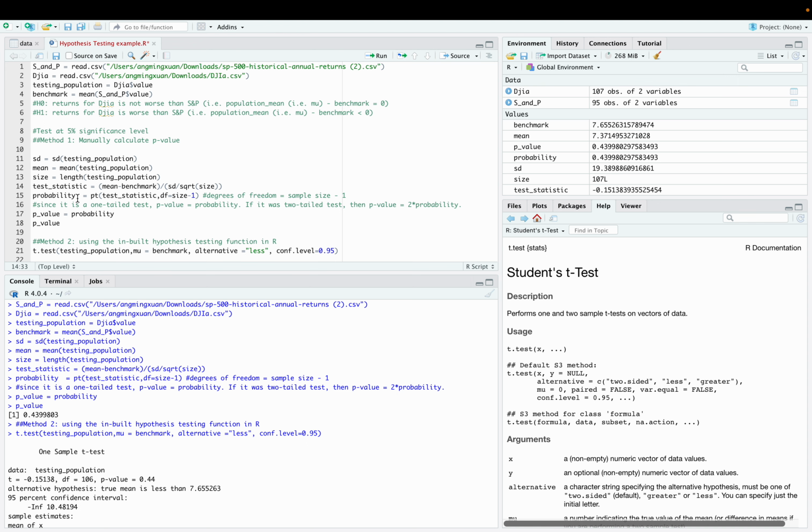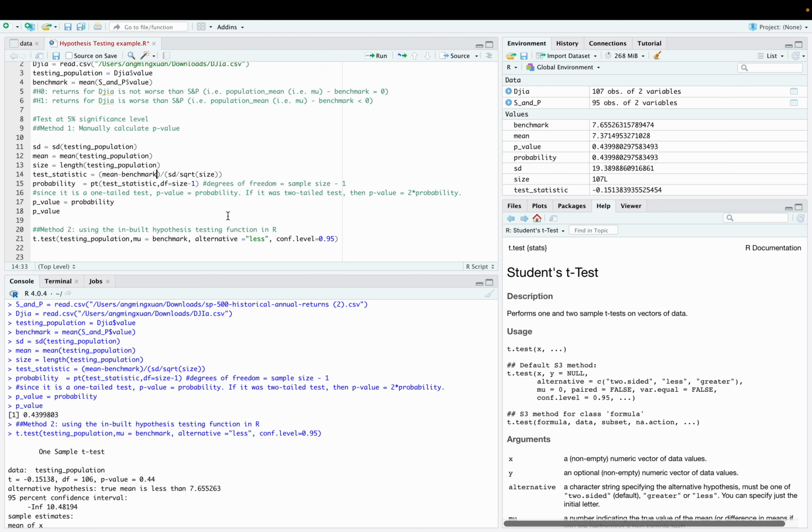Then we calculate the probability, which uses the function pt(test statistic, df = sample size minus 1). And since this is a one-tailed test, the p-value equals the probability. If it was a two-tailed test, then the p-value equals 2 times the probability. So we can see that the p-value is 0.44.